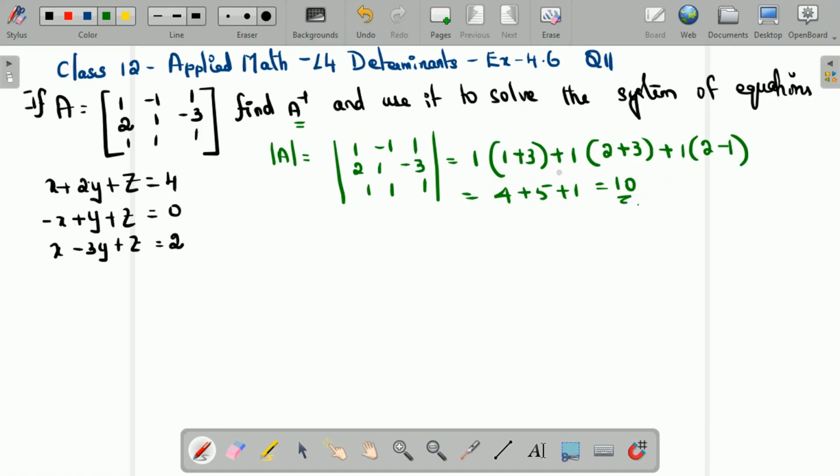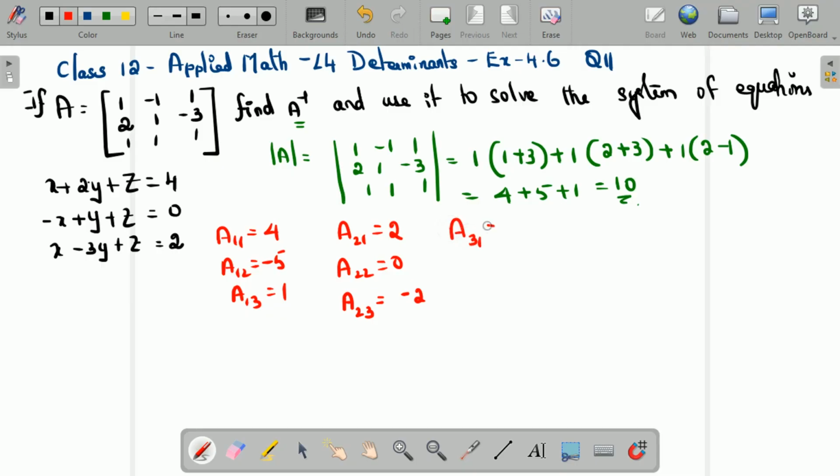Now let's calculate the cofactors for this particular matrix. So A11 is going to be equal to 4, A12 will be equal to minus 5, A13 is going to be equal to 1. Now A21 is going to be equal to 2, A22 is going to be equal to 1 minus 1, 0. So A23 is going to be equal to minus 1 minus of minus 1. So this is minus 2.